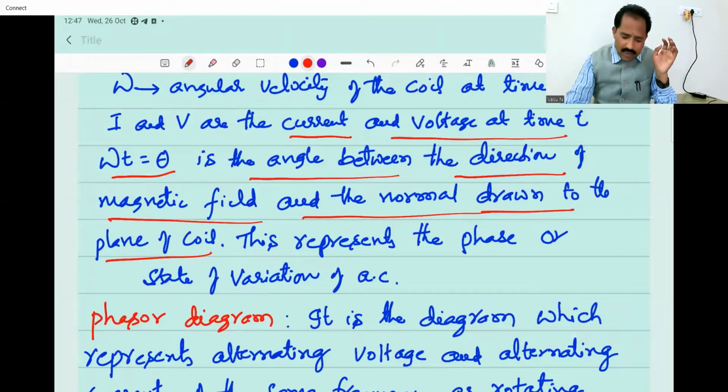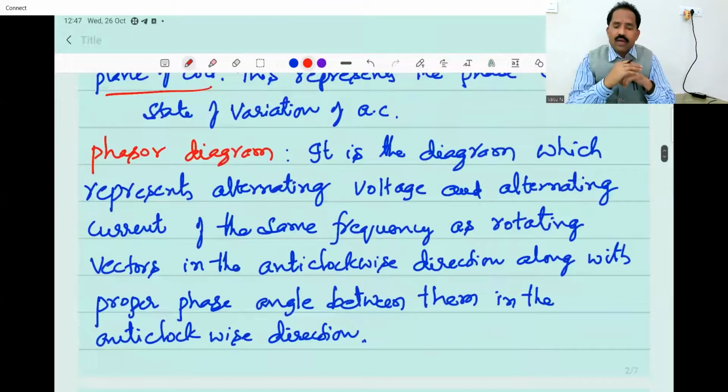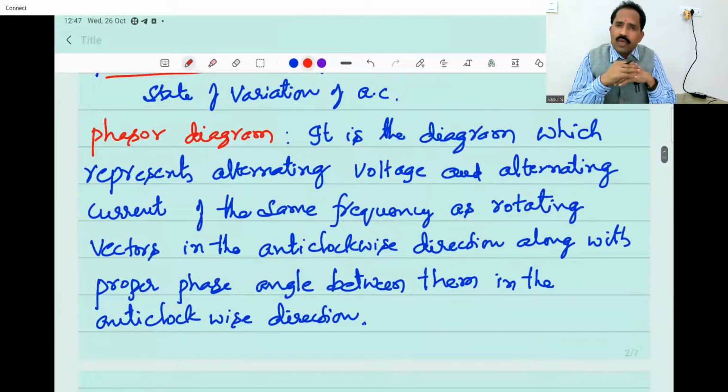Okay, now let us represent the phasor diagram. Now what is it? It is a diagram which represents the alternating voltage or current of the same frequency as rotating vectors in the anti-clockwise direction along with proper phase angle between them.